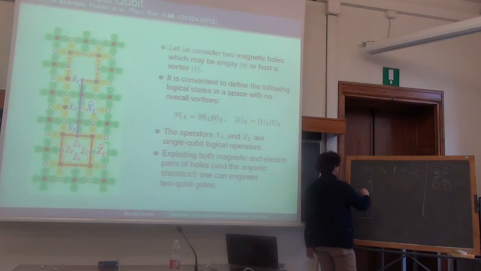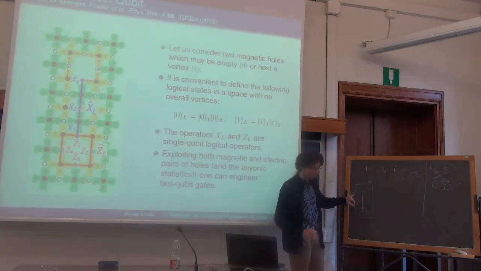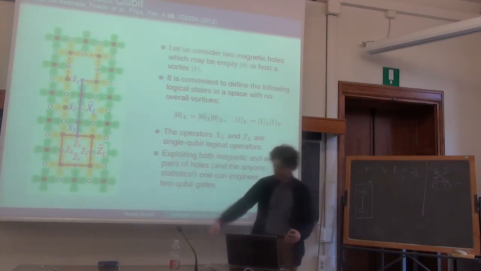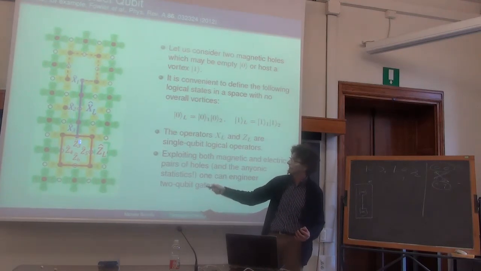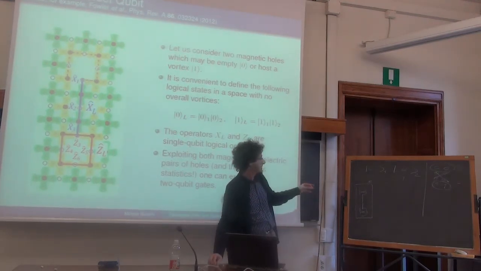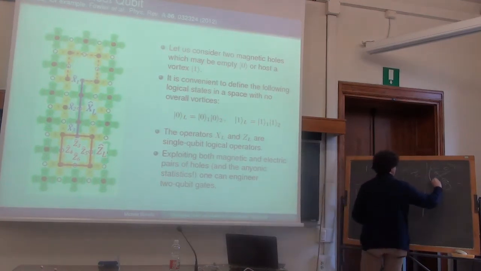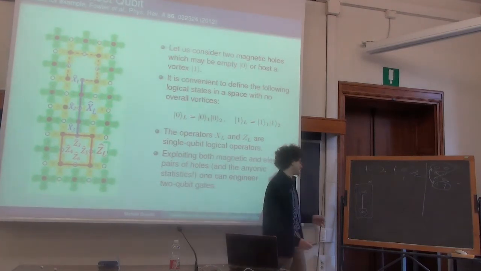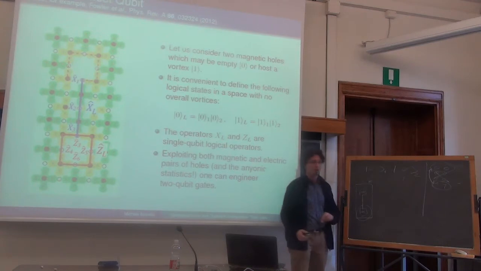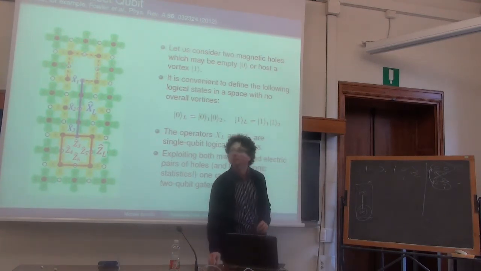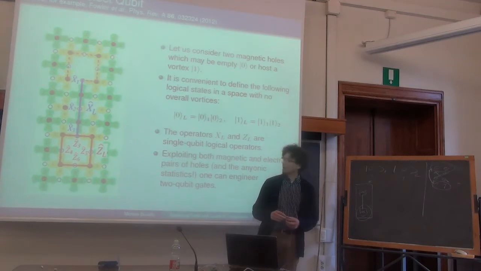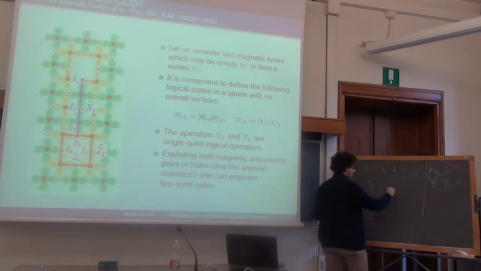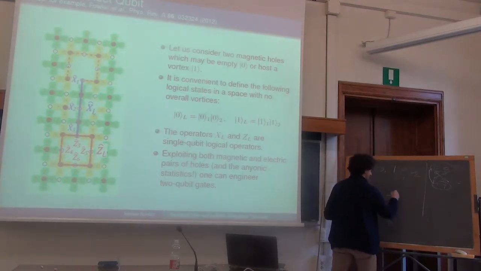So either I have a magnetic vortex here and a magnetic vortex there, 2 of them, or I have zero magnetic vortex and zero magnetic vortex. So now you understand why this XL is a flip operator for this qubit. It will send 0,0 to 1,1 and vice versa, and ZL instead allows measuring the qubit by simply measuring the state of a hole. This is very interesting because, as I said to you, we have 2 different kinds of holes. There are the holes with the magnetic vortices and the holes instead that are characterized by electric charges.